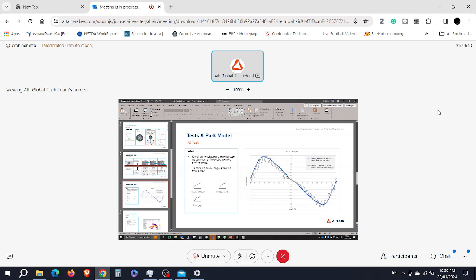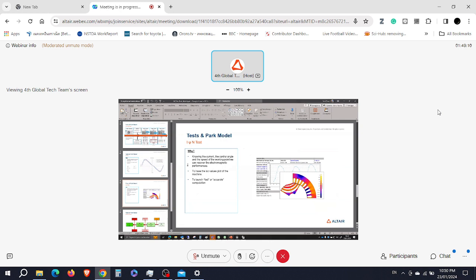So once again, when you use a Park model, actually these spatial harmonics are not taken into account, and we used to work within the fundamental only. Okay, so this is the interest of IU test. Then if we can recover the control angle, then we can run the IPCN test.